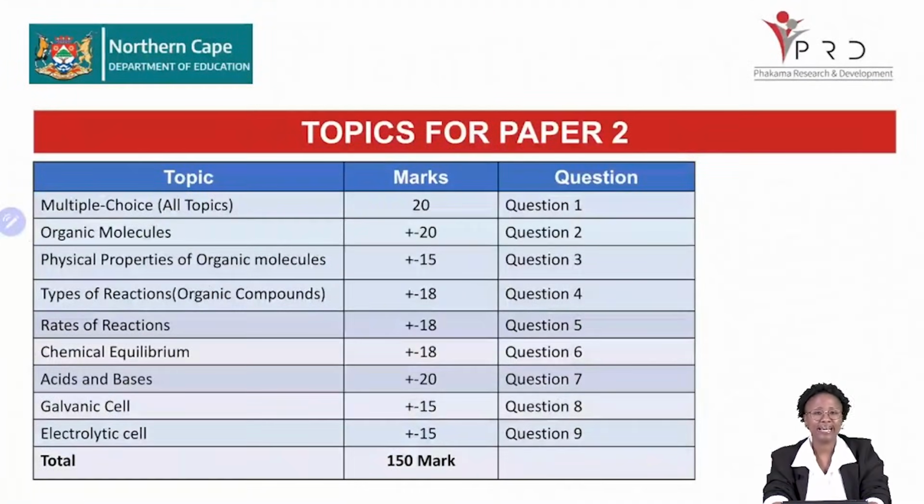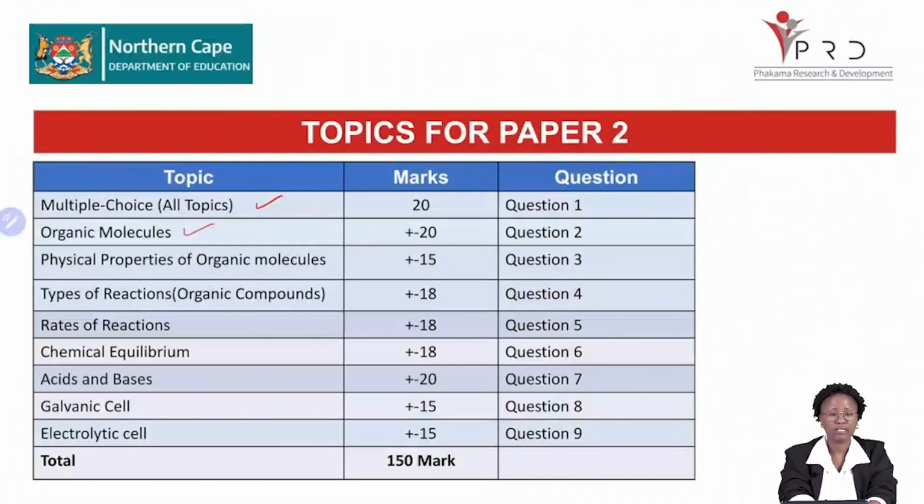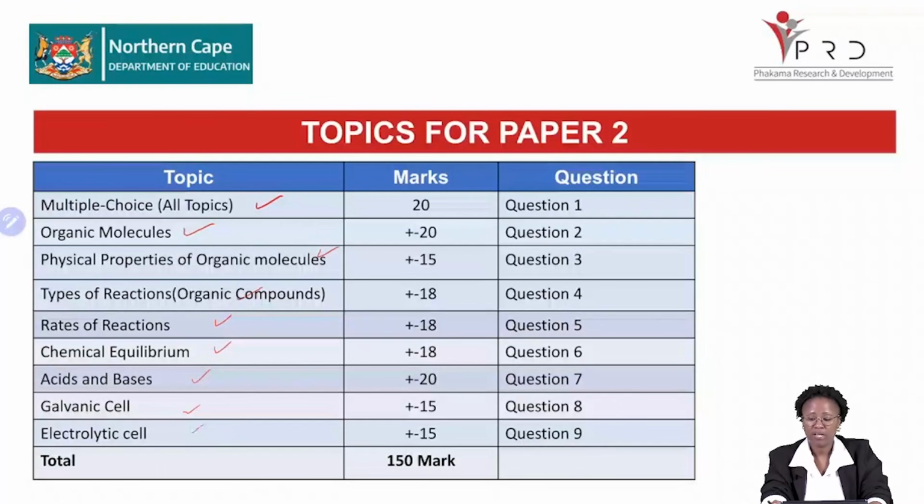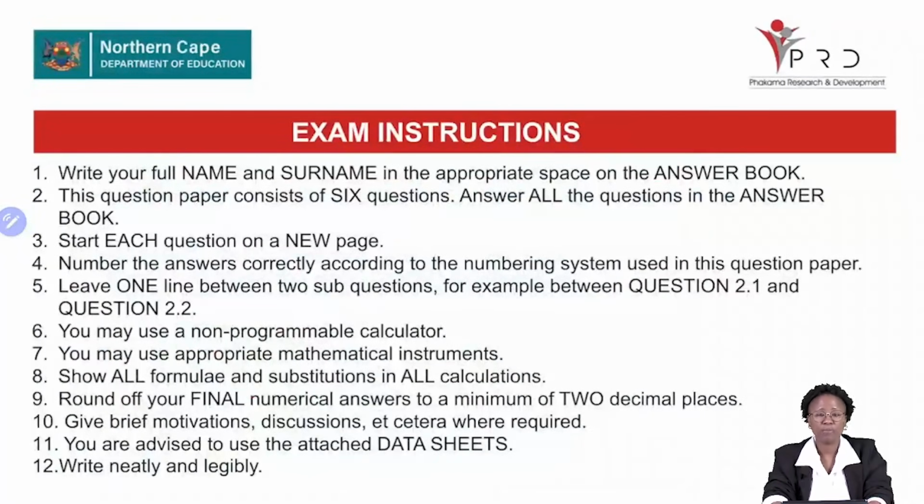Now, let's look at the layout of the question paper. Normally, we look at the layout of previous question papers. You'll be given a multiple choice question that will consist of all the other topics that will be covered, which are organic molecules, physical properties of organic molecules, types of reaction, rates of reactions, chemical equilibrium, acids and bases, galvanic cells, as well as electrolytic cells. We are not going to look at how many marks each question is going to be, because it will vary depending on the question paper itself.